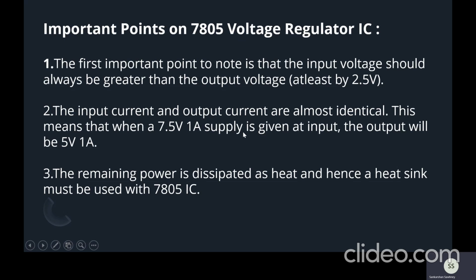Some important points regarding it are: first, the input voltage should always be greater than the output voltage by at least 2.5 volt. Second, the input current and the output current are almost identical. This means that if we apply a 7.5 volt 1 ampere supply as an input, the output will be 5 volt 1 ampere, which leaves a gap of 2.5 volt. The remaining power is dissipated as heat. So we require a heat sink, as the heat emitted can damage our circuit.